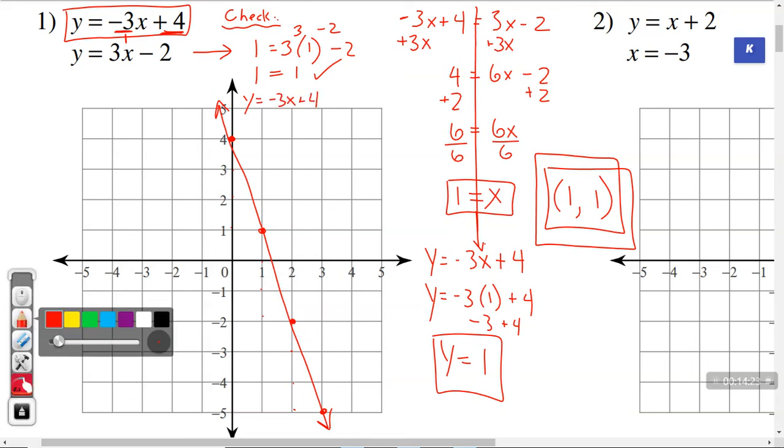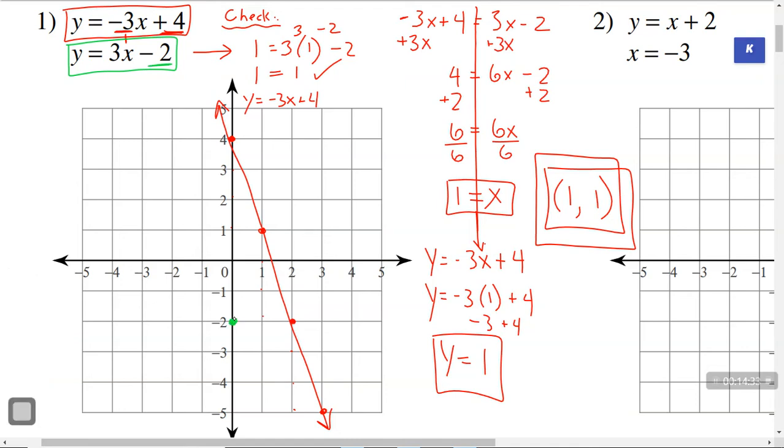Now I'm going to go a different color. Let's go green. So here we go. Y equals 3x minus 2. That means my y-intercept is negative 2, so I'm going to start at negative 2 on the y-axis. My slope is positive 3, so 3 over 1. Positive means up 3 over 1. Up 3 over 1. And I can get my line at that point.